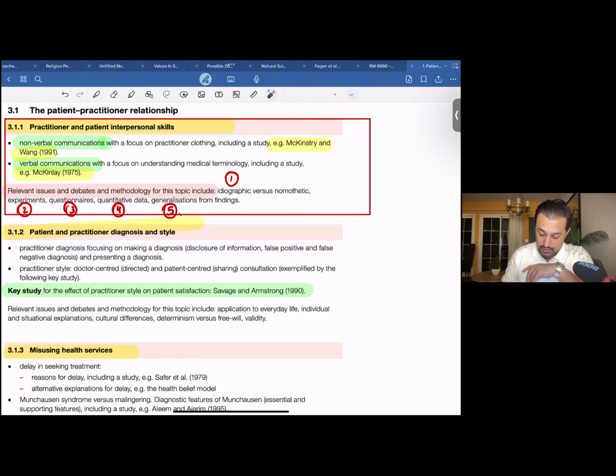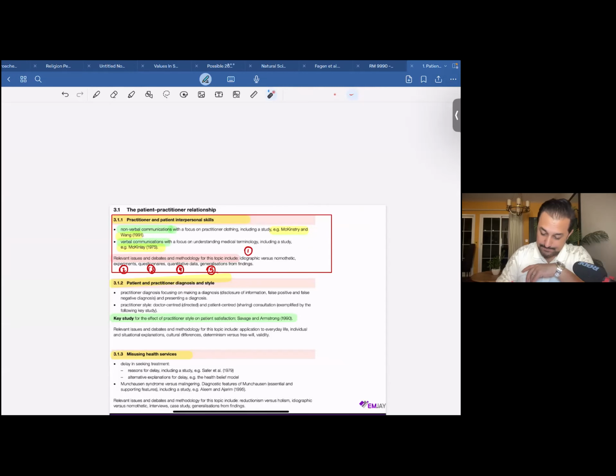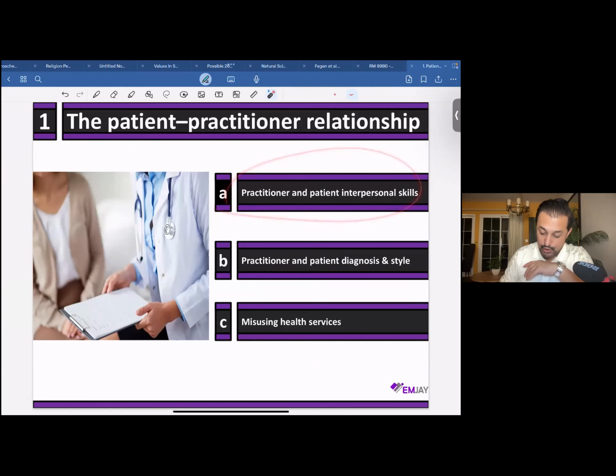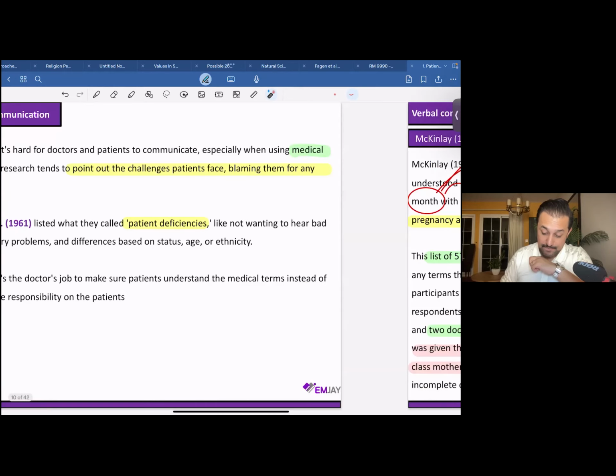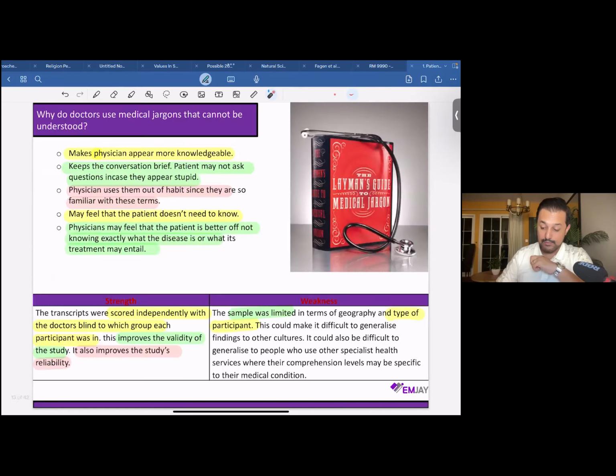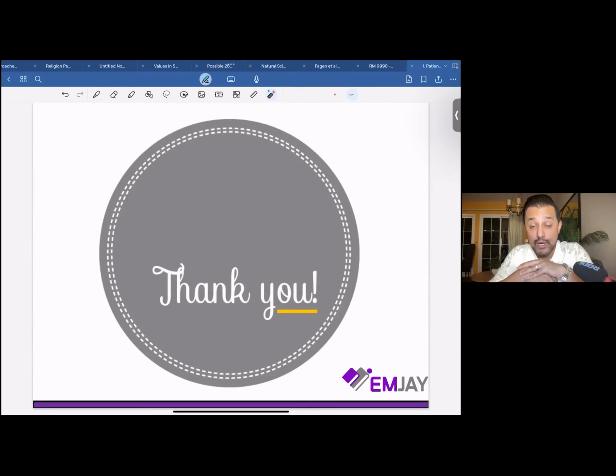So yeah, since this is the first lesson, we are pretty much done with what we were supposed to do today, that is knowing this first section, patient practitioner interpersonal skills. The next one that we have in line is patient practitioner diagnosis styles, that I'll keep for the next lesson. I hope this was helpful, and do not wait before you start preparing for examination. Kindly get started right away.